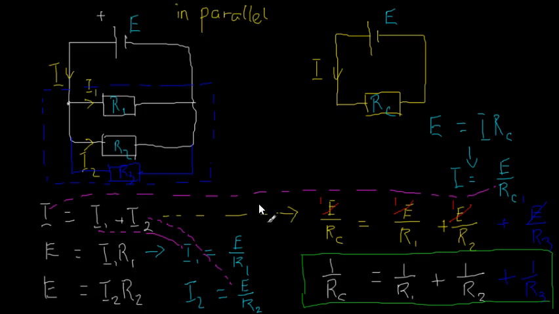In the last two videos, I've talked about how we can find an equivalent, a combined resistance for the two cases where the resistors are either connected in parallel or in series. I'll now take a look at an example to see how we could use this formula.